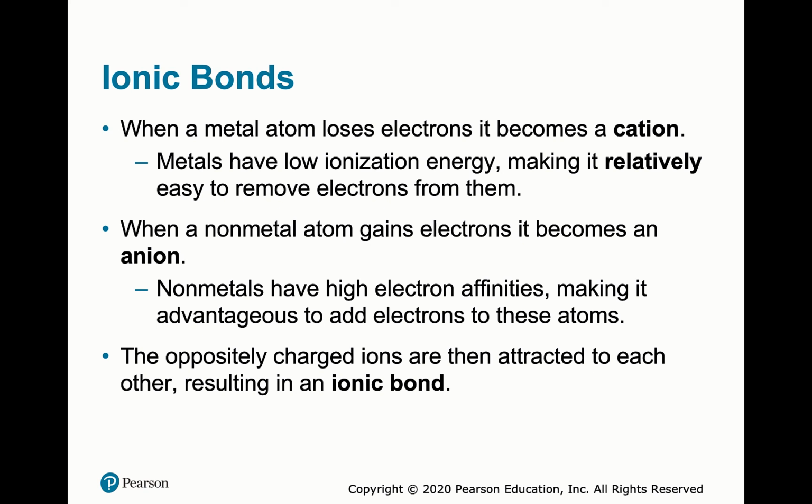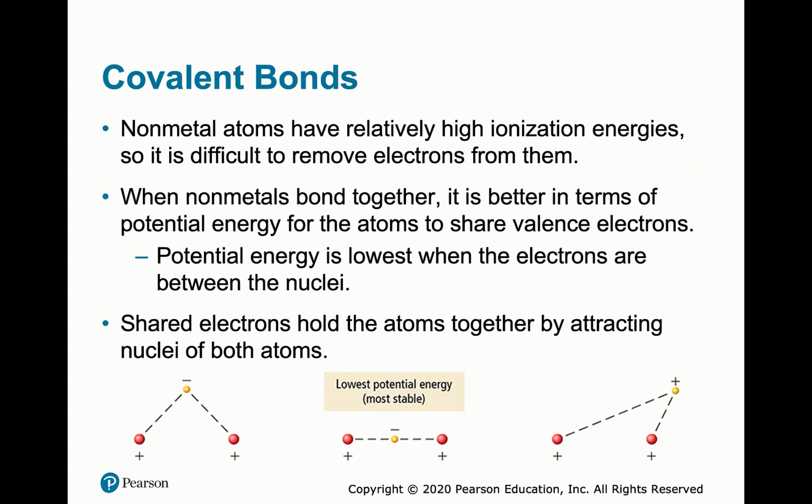That's the energy that's released when electrons are added to it, so it tends to favor the anions towards the nonmetals. And now when you have a metal give its electrons to a nonmetal, now you have two opposite charges. Now they attract to each other, and that's an ionic bond.